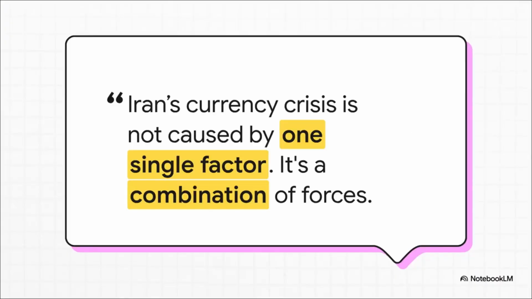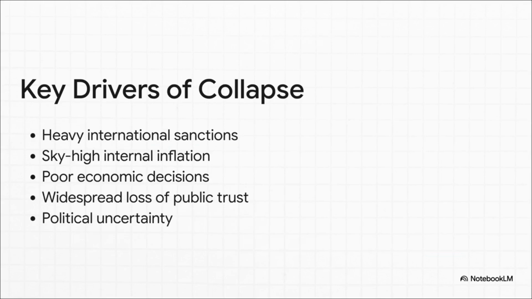You know, the most crucial thing to understand here is that there's no single villain in the story. You can't just point to one thing. As one analysis puts it, this is a crisis caused by a combination of forces. It's truly a perfect storm where everything is pushing in the same disastrous direction. So let's recap the whole thing. You've got heavy international sanctions that start the fire by cutting off the supply of dollars. Then you have poor economic decisions at home that pour gasoline on it by printing more and more money, which sparks runaway inflation. This, of course, completely destroys public trust.